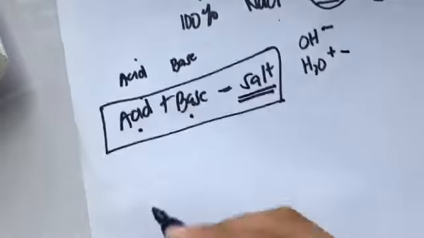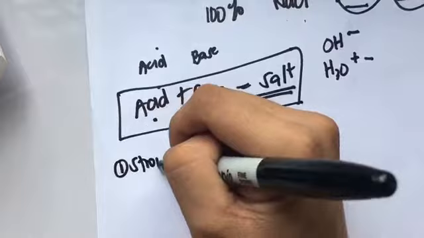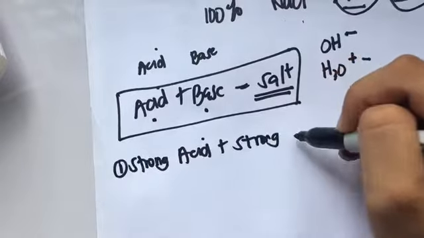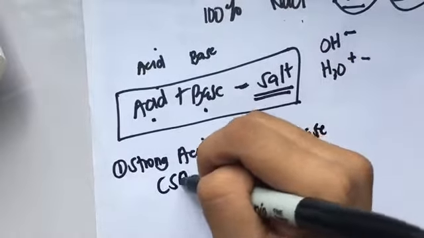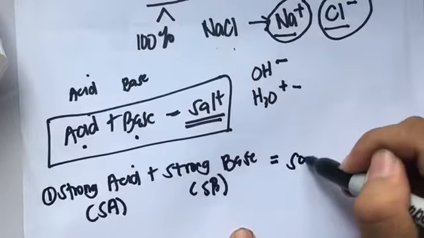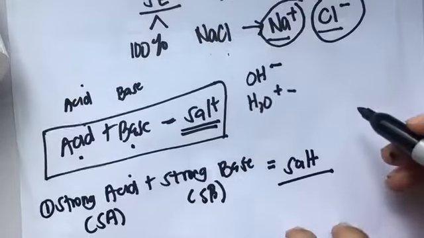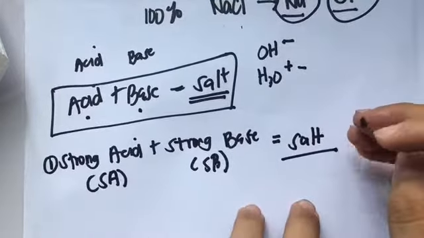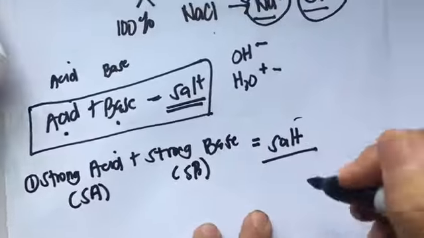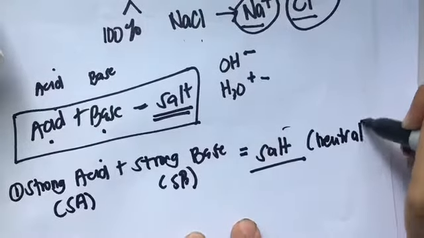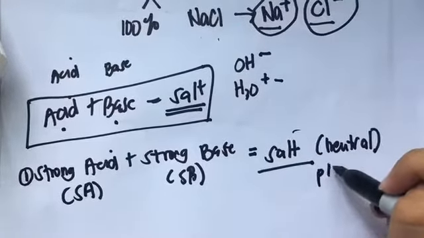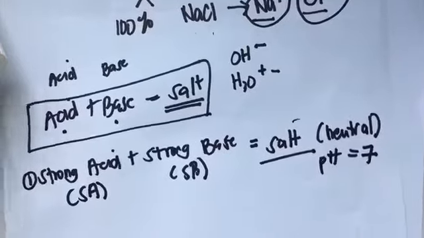What does that mean? For example, you have a strong acid plus a strong base. So let's identify its SA and SB. A strong acid and a strong base will form a salt wherein its ions cannot hydrolyze the water. The ions of this salt cannot hydrolyze the water, making the solution neutral. That's why a salt derived from a strong acid and a strong base is a neutral salt with a pH equal to 7. Got it?